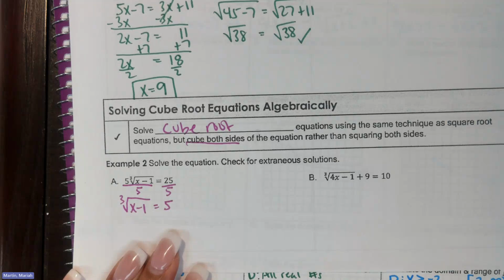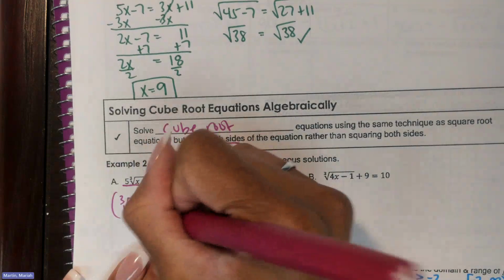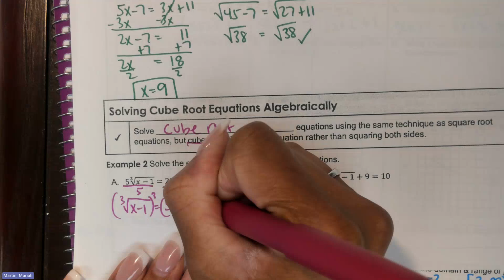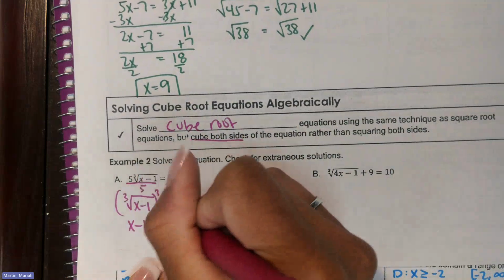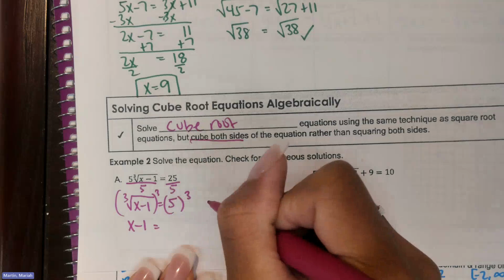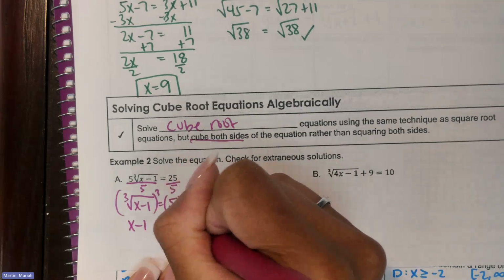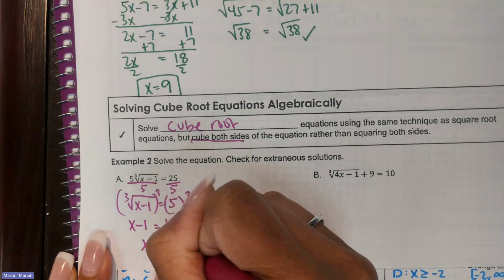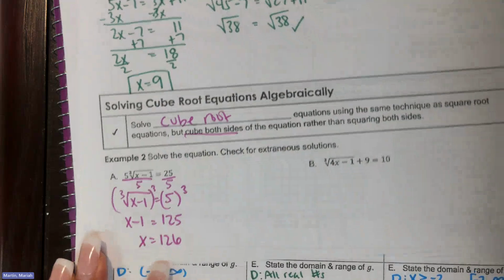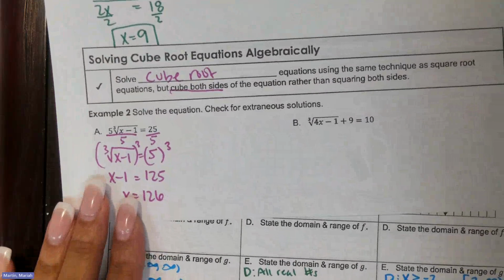From here, we have it isolated. So now I'm going to take the cube root of both sides. So when I do that, I now have x minus 1, because they cancel out on this side. 5 cubed is 125. Then if I add 1, x equals 126. And now all I have to do is check for extraneous solutions.